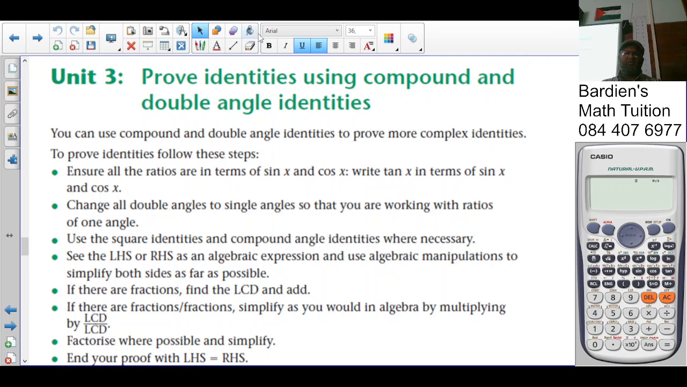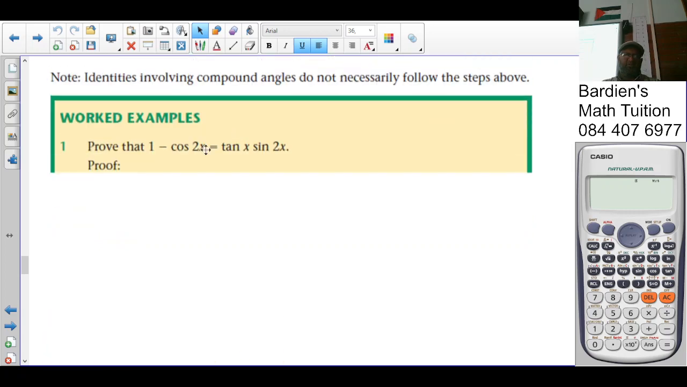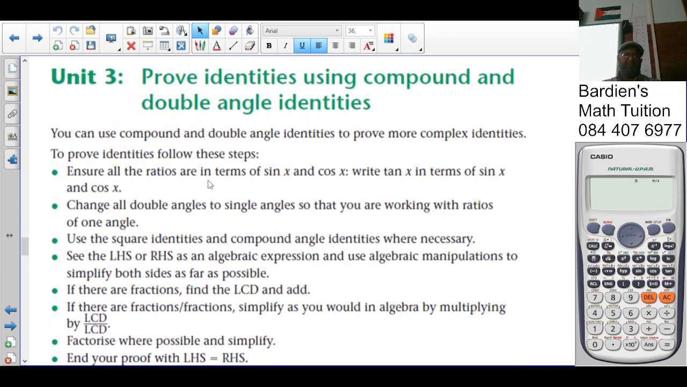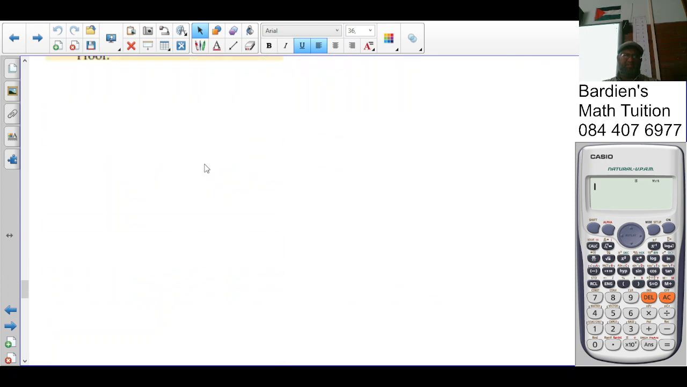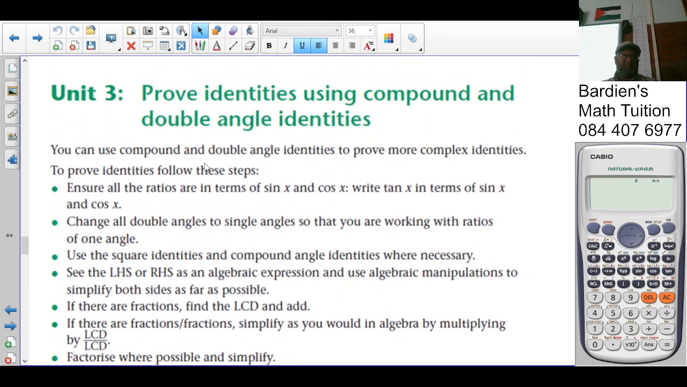So now we're looking at proving identities using compound double angles. Is that where we're at? Have we completed this year already? Just check there in your textbooks. There's nothing written here, so I assume that we are here now.